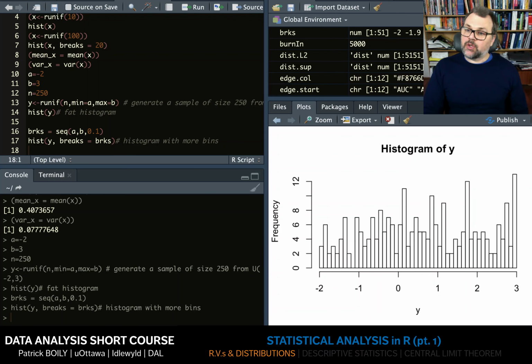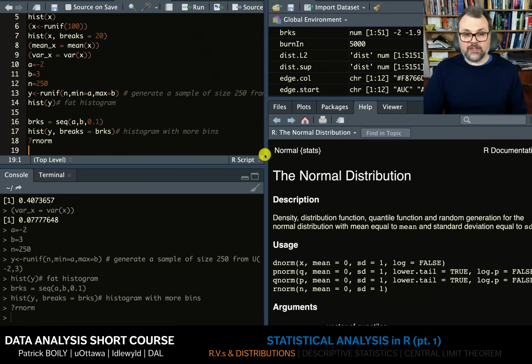If you're interested in the normal distribution instead, well, you're not going to be using the runif function. You're going to be using the r and whatever the shorthand for the normal distribution is. In R, it's called norm. So rnorm(1) gives you what you're looking for. If you run the help function here, you will see the help file on the normal distribution: dnorm, pnorm, qnorm, rnorm, and so forth.